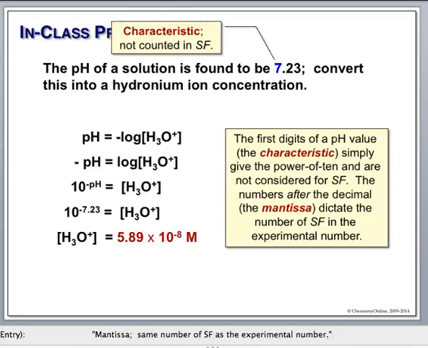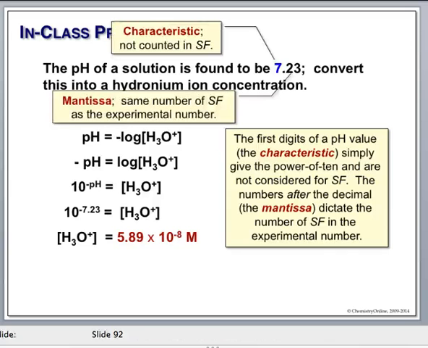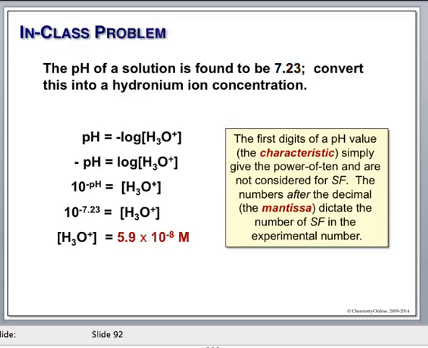But you don't count that for significant figures. In a pH value, all of your significant figures occur after the decimal. So this only has 2 significant figures. That means that this properly is 5.9.